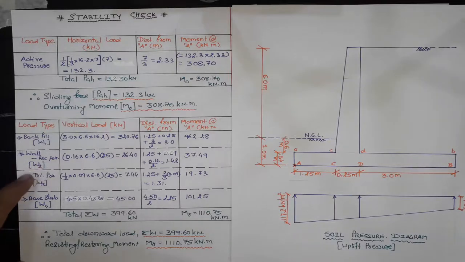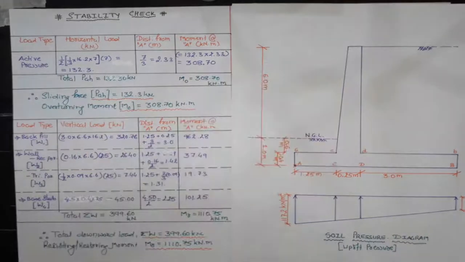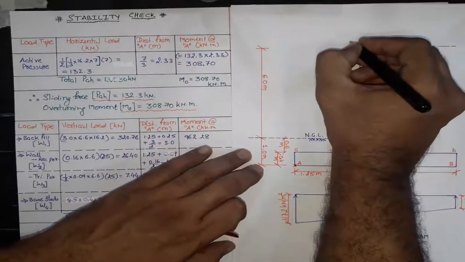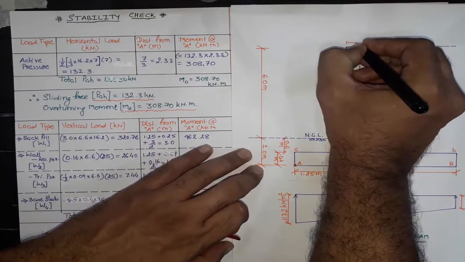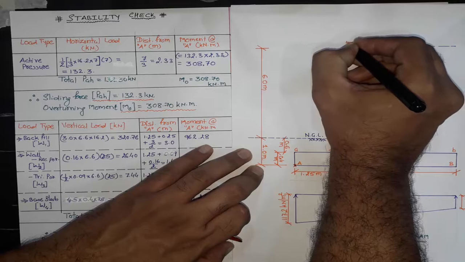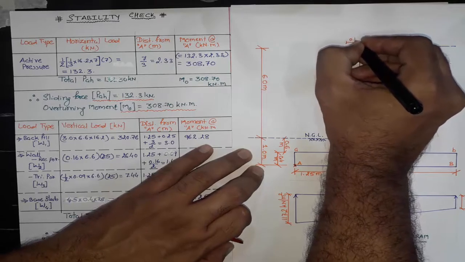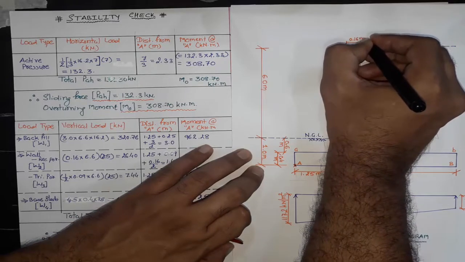Now the rectangle portion of our stem slab. This width is 0.16 meter.